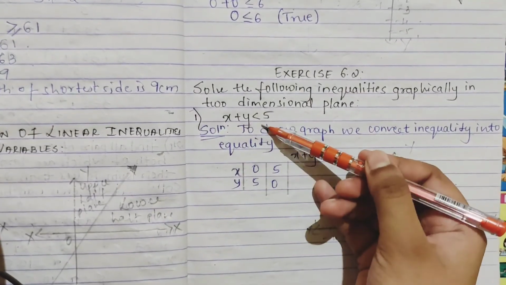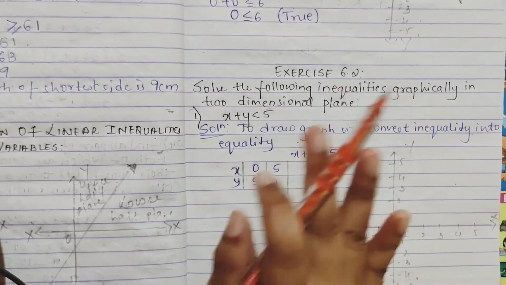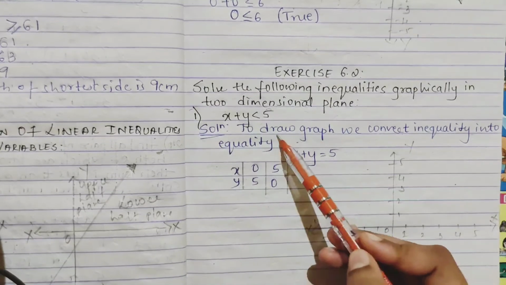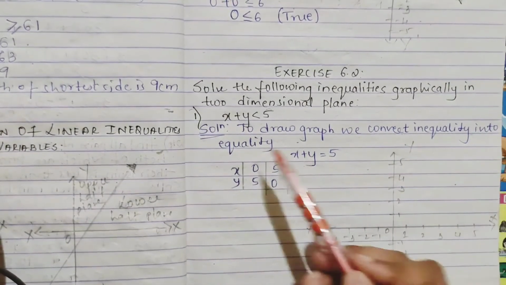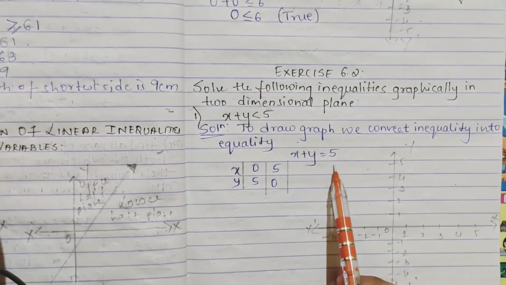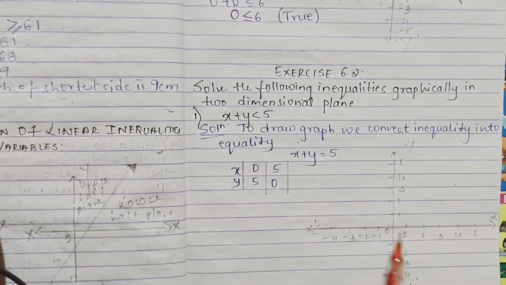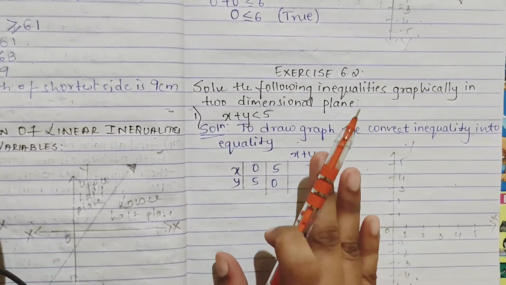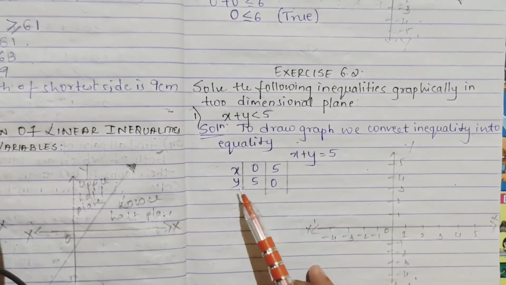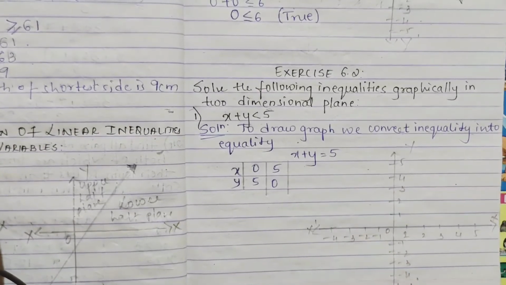So how will we proceed? Obviously, an inequality graph you can never draw, so you have to convert it into an equality. So we are writing, to draw the graph we convert the inequality into an equality. So this automatically will become x plus y is equal to 5. Our next step is what? To find the solution, right? Find points. So when x is 0, y is 5. When y is 0, your x is 5.